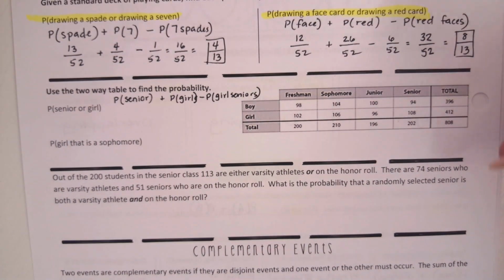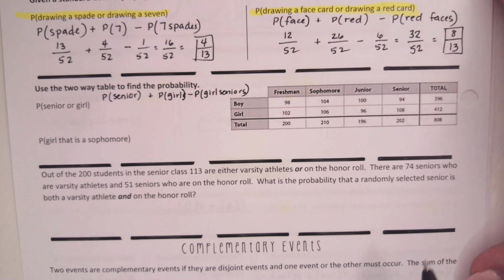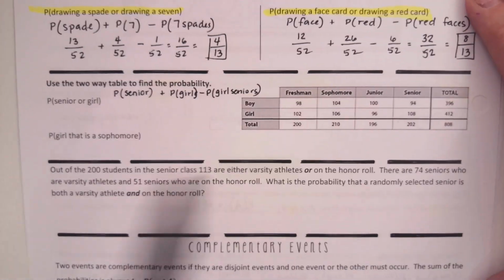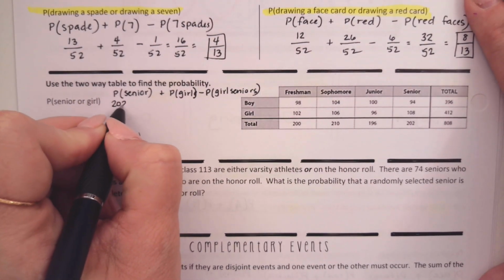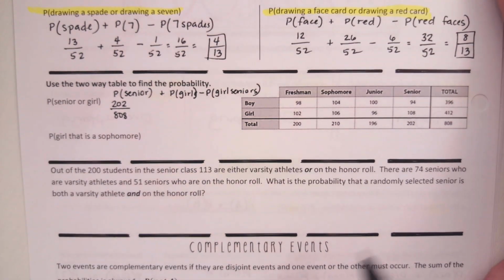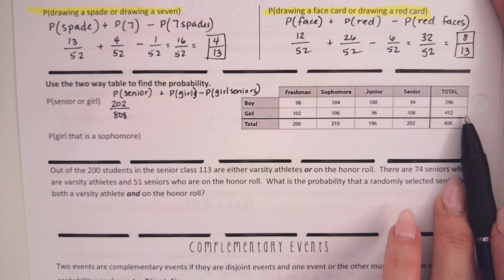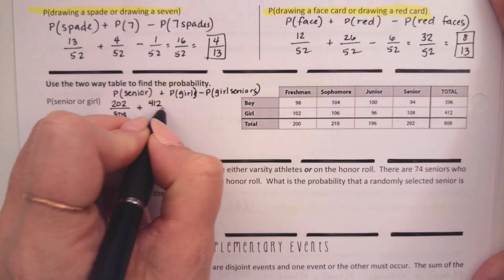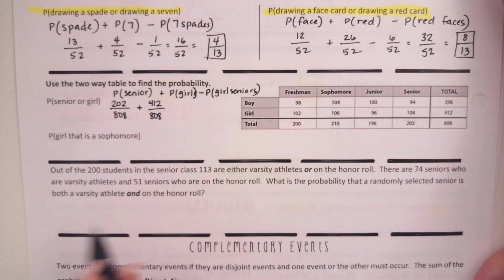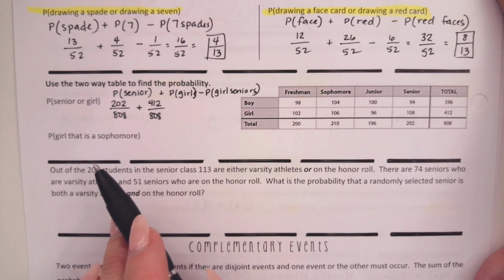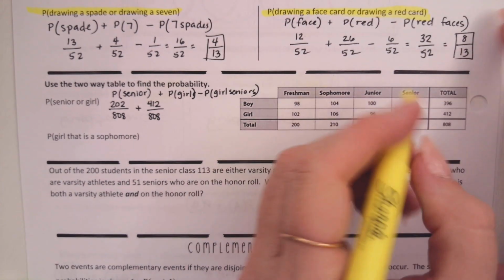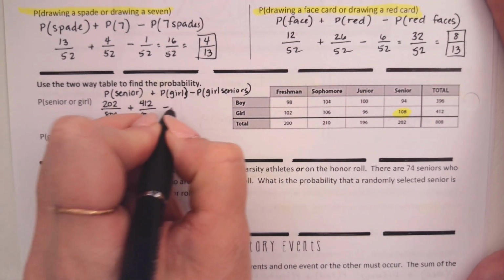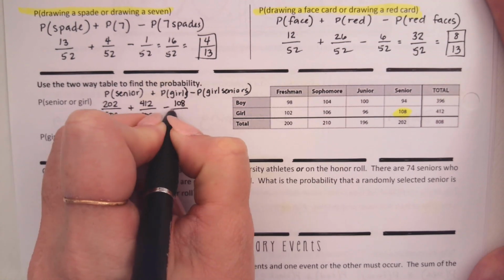Starting with seniors. There's how many total seniors? 202 out of how many total? 808. There's how many total girls? 412 out of 808. So you see how we had to read that sideways? And then how many girls are also seniors? 108. Yes, that is this one right here. So we'll subtract that because technically we counted them already, so we don't need to count them again. That's why we take away the overlap.